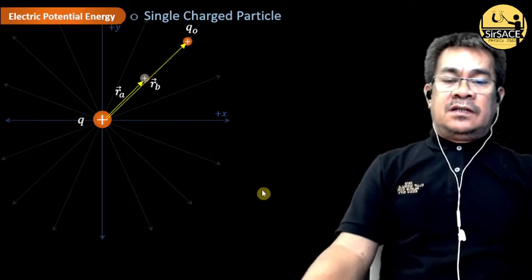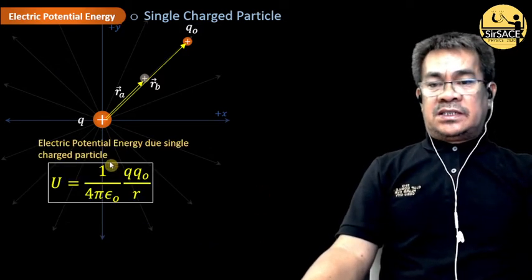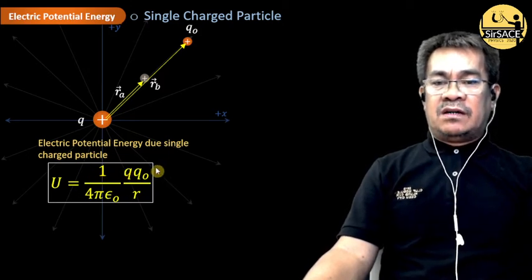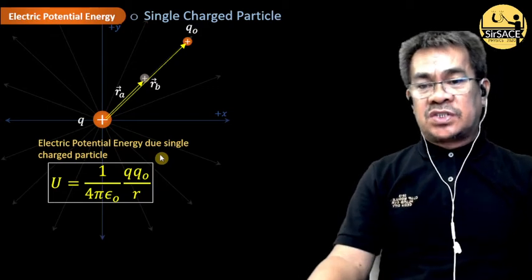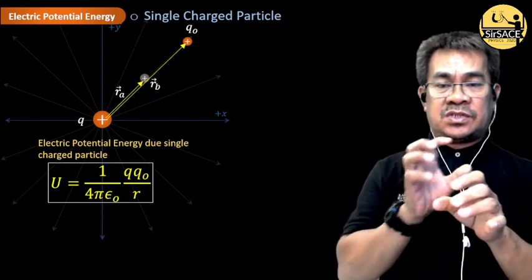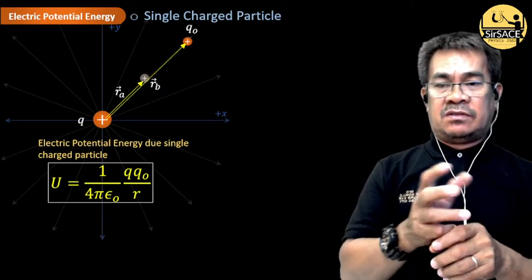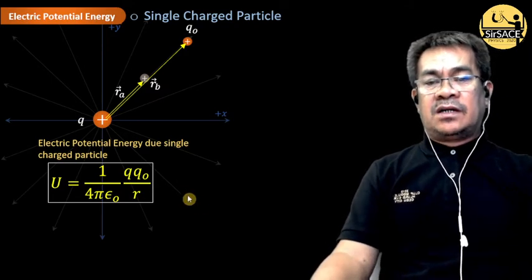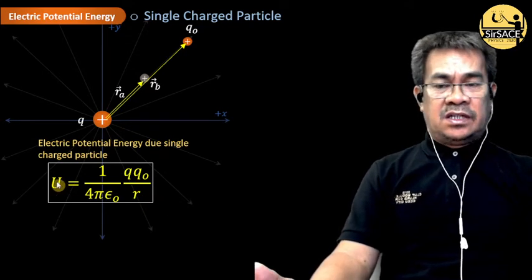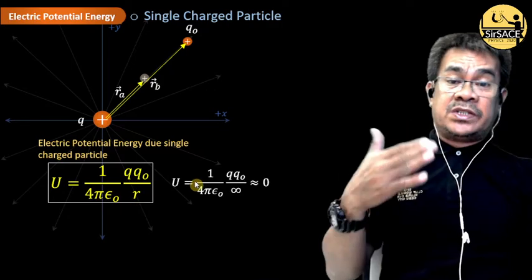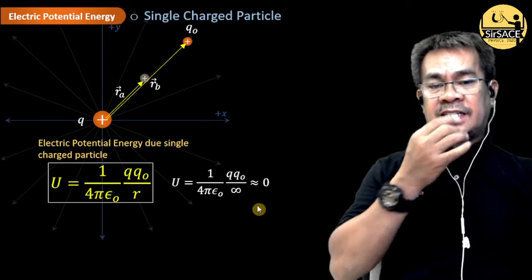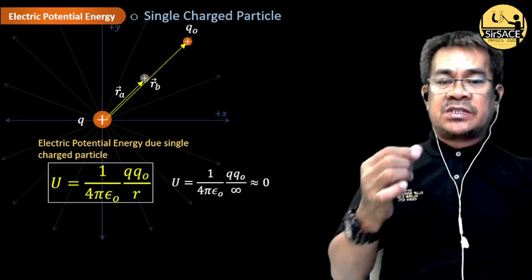Okay? So again, the 1 over 4 pi permittivity formula is applicable only for a single charged particle, meaning there is only one charge that surrounds a certain charge Q naught, or vice versa. Now take note again, this energy can be zero at a far away distance. So if we substitute R with an infinite number, then it's approximately equal to zero. It is not equal to zero, it is approximately equal to zero.